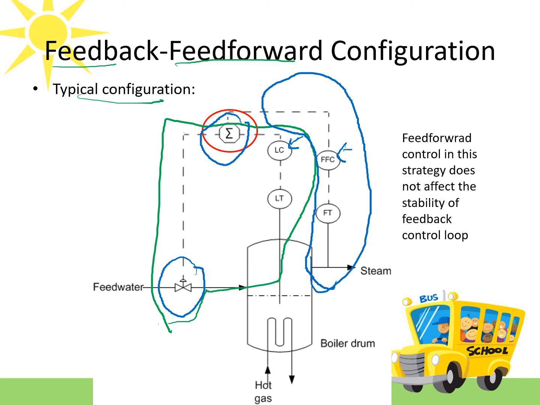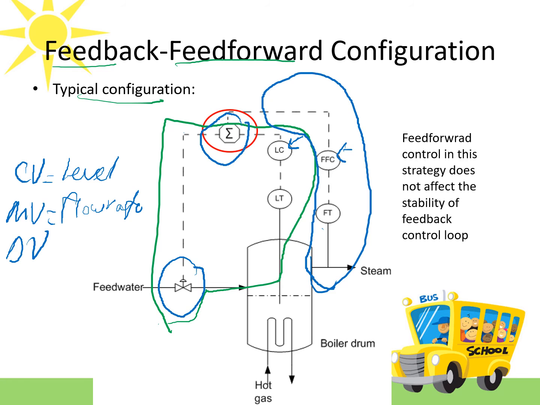As you can see here, this is a boiler drum, so the control objective here is to control the level. The level is our control variable, the level of water in the boiler drum, and the manipulated variable here is the flow rate of feed water. The disturbance variable here is the one that we have measured, which is the steam flow rate.